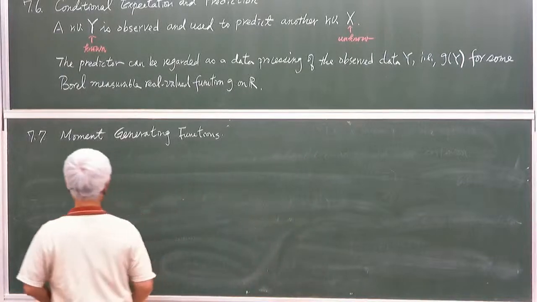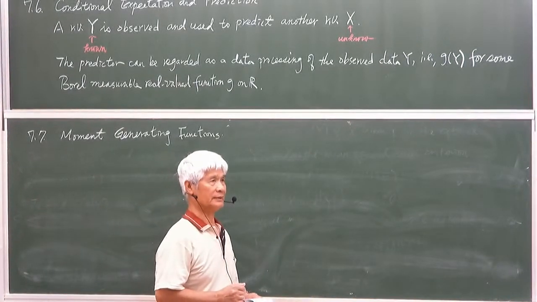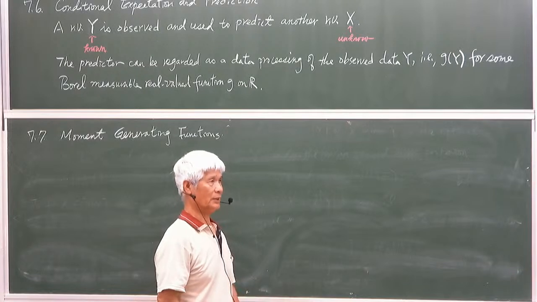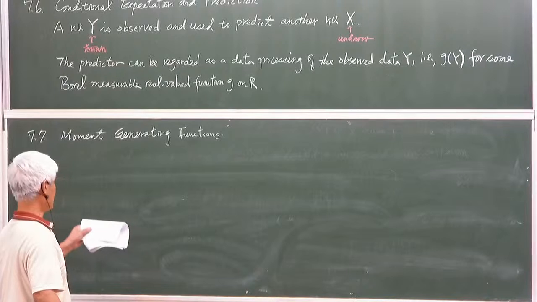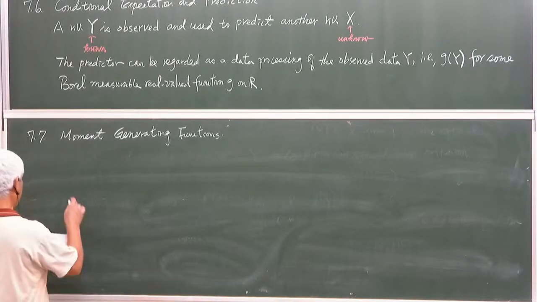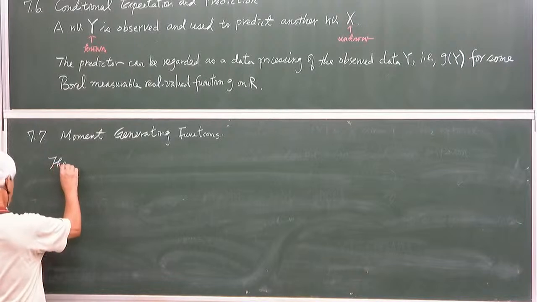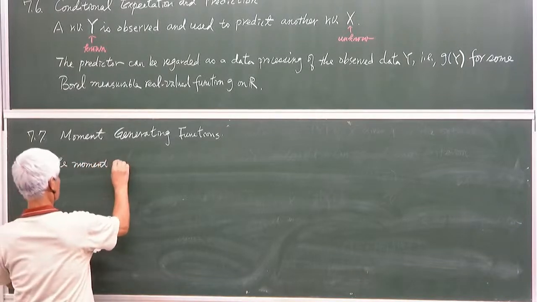So if you have learned Laplace transform or Fourier transform a lot from other branches of mathematics, you know they are very useful. Similarly, moment generating function is also useful in probability theory. All right, so let me define the moment generating function.